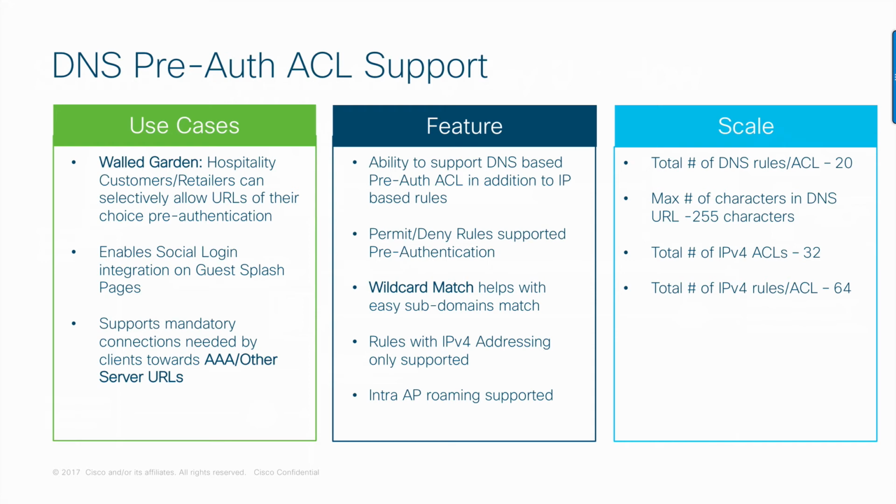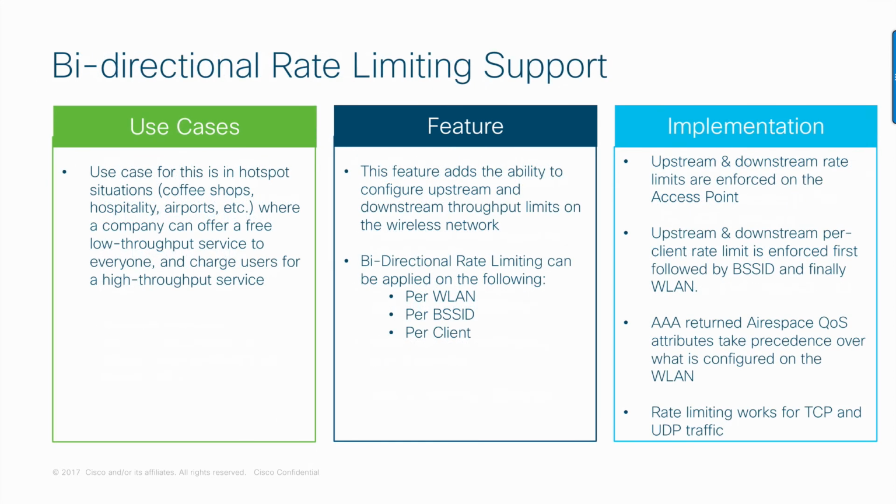And in terms of the IP ACLs, Mobility Express supports a total of 32 IPv4 ACLs and 64 IPv4 rules per ACL. So the next feature is bidirectional rate limiting support. The use case here is that of coffee shops, hospitality, airports, public areas, where a company can offer a free low throughput service to everybody and charge users for high throughput service.